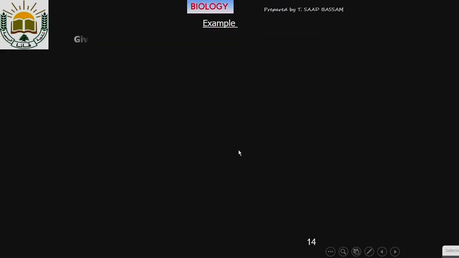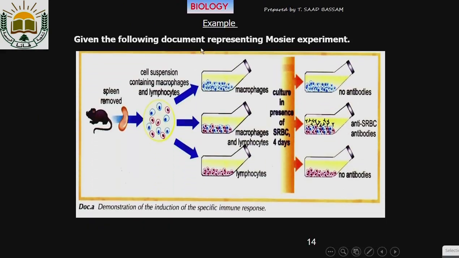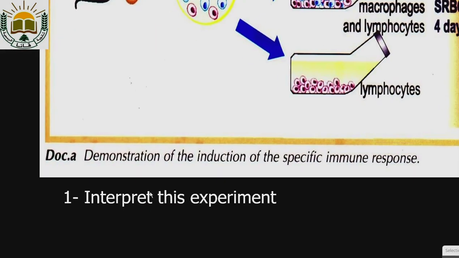I will give you the same document as before. Given the following document representing the Mosier experiment. This is the same experiment. When I give you the same experiment and change the question, you will clearly understand the difference by writing different answers for the same document.